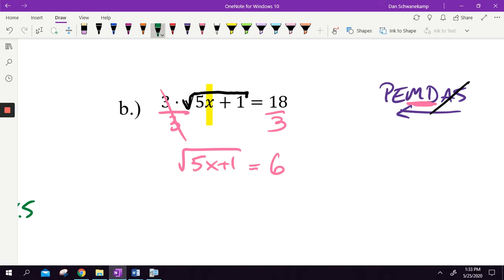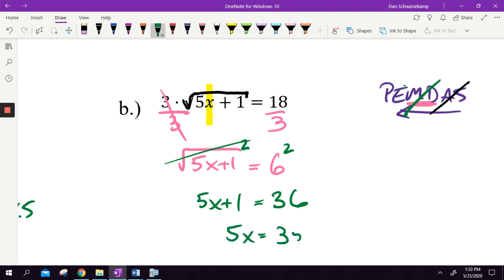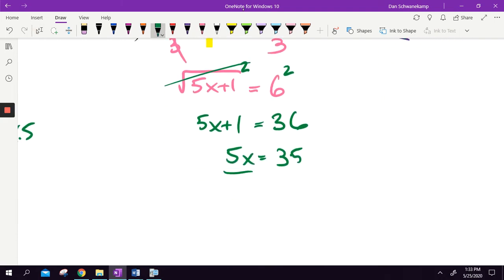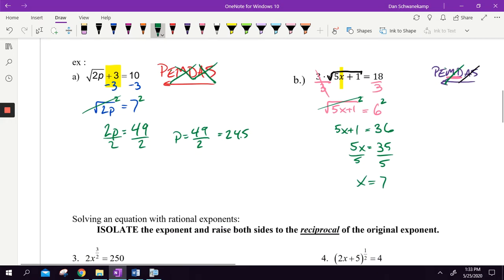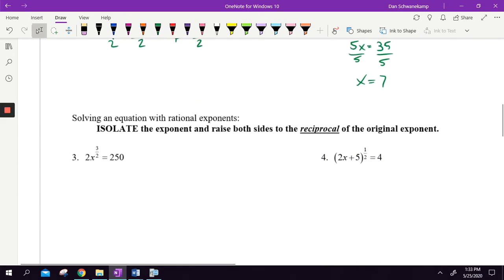All right, next thing I want to do, I multiplied or divided. Next thing I got to do is get rid of the exponent. To get rid of the radical, I square it. 5x plus 1 is 36 minus 1. And then divide by 5, x equals 7. Just step by step, working through and getting rid of pieces.